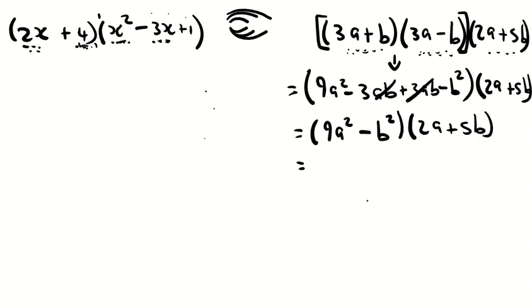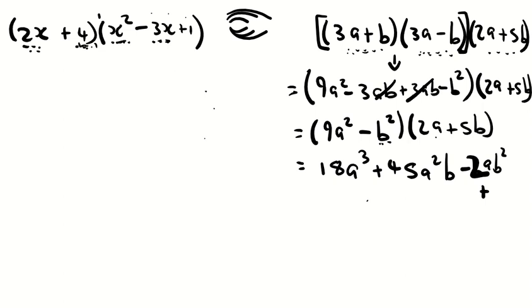So our positive 9a squared multiplied by 2a is going to be 18a cubed. 9a squared multiplied by 5b is going to give us positive 45a squared b. And negative b squared multiplied by 2a is going to be negative 2ab squared. Negative b squared multiplied by 5b is going to be equal to negative 5b cubed.